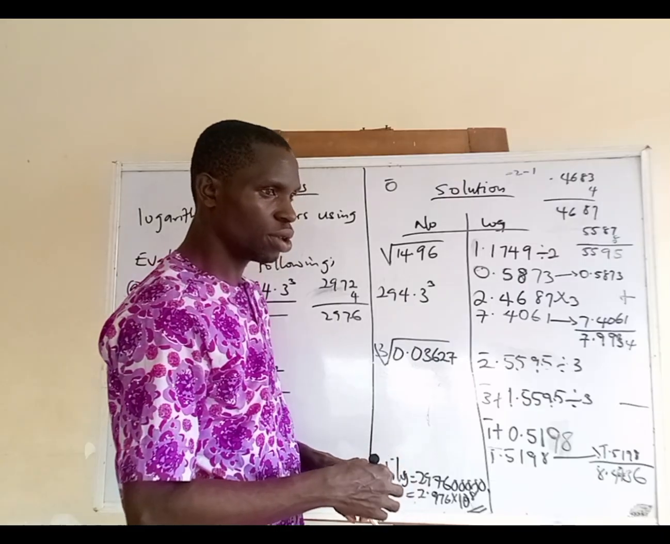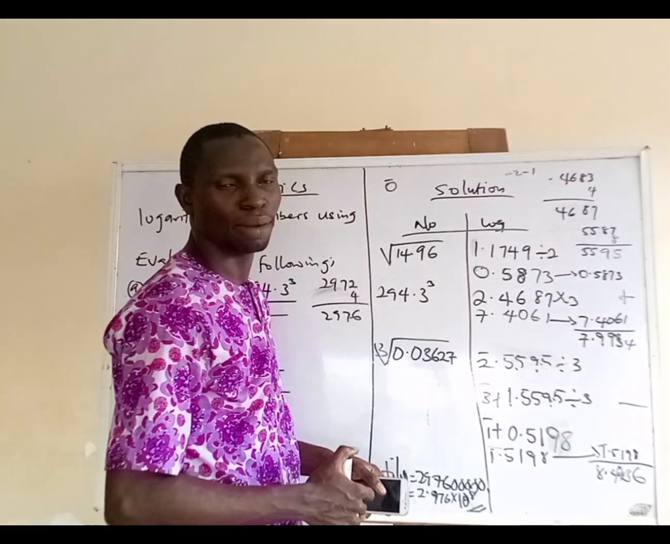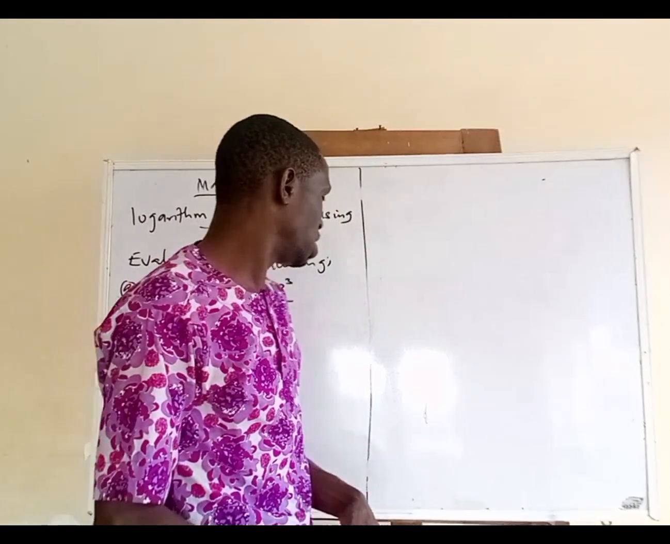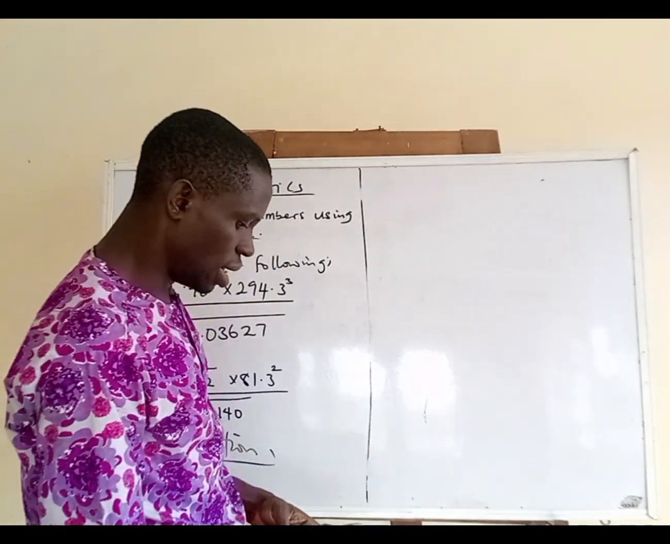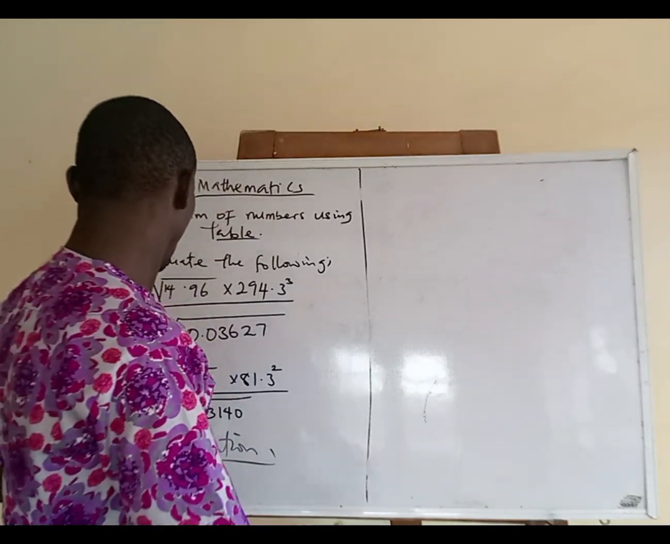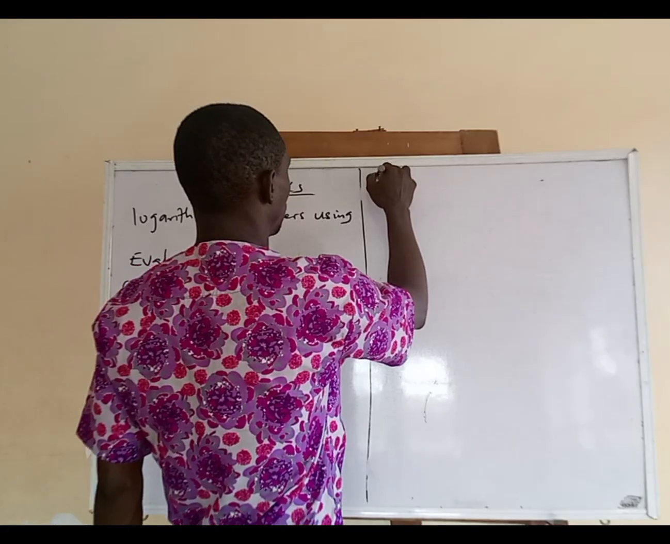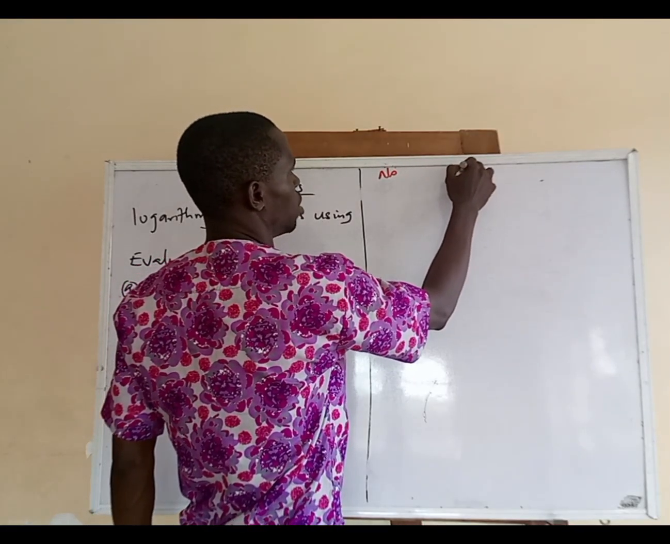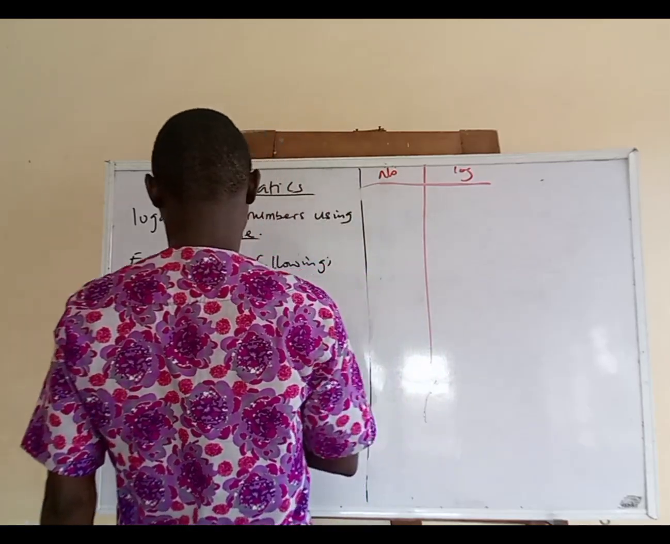Okay, very good. So let's quickly continue and solve the second example. Now let's quickly take a look at the second question that we have on the board, before we end the class. Let's quickly take a look at the second question. Solution. The first thing is your number and your log. Okay. So what's the number?